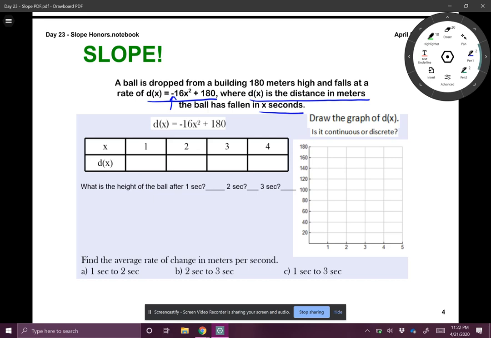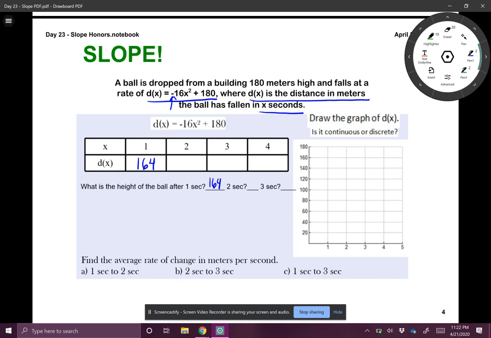So 1 squared is 1, times negative 16 gives us negative 16. And 180 plus negative 16 gives us 164. So after 1 second, our ball is 164 meters in the air. We could fill that in here.